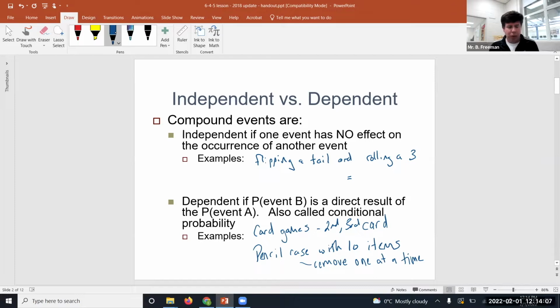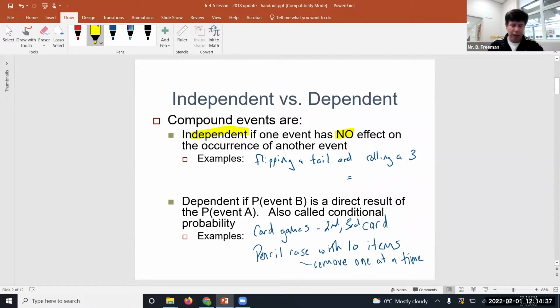So what are we dealing with here? Compound events are considered independent if the one event has absolutely no impact on the other. And there's many examples that we could look at here. Lots of the different gaming things like spinners, like flipping a coin, rolling a die, are all ones that are designed because they have the same probabilities each time. There is that nature of it being independent.